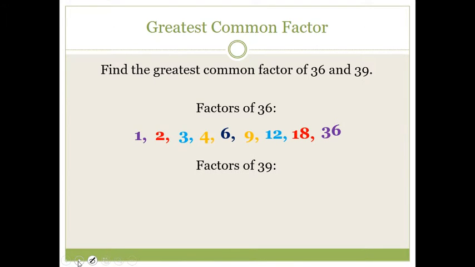Now let's go ahead and list all the factors of 39. We get 1 times 39 and 3 times 13. And 39 has no other factors. So now if I want to find the greatest common factor between these 2 numbers, recall that it is the largest number on both lists. Well, they have a 1, they have a 3.